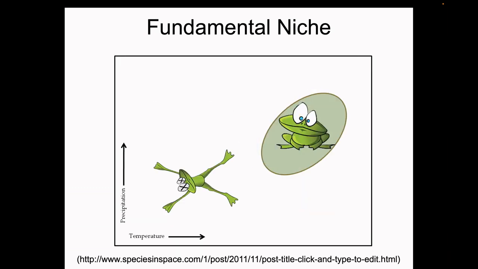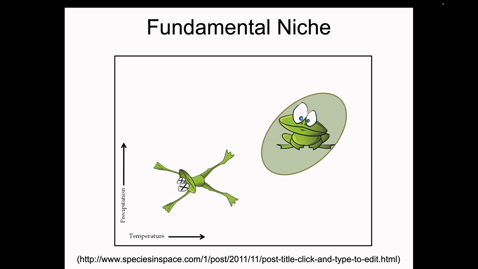Anyway, back to the fundamental niche. So if we're talking about a frog species, sorry to switch examples here from ants to frogs, but my slides are for frogs. So imagine that this range of temperature and precipitation conditions are all the conditions within which this frog can survive. And outside of those conditions, the frog is dead. So how are you going to find this out? How are you going to find out this range of temperature and precipitation conditions within which the frog can survive?